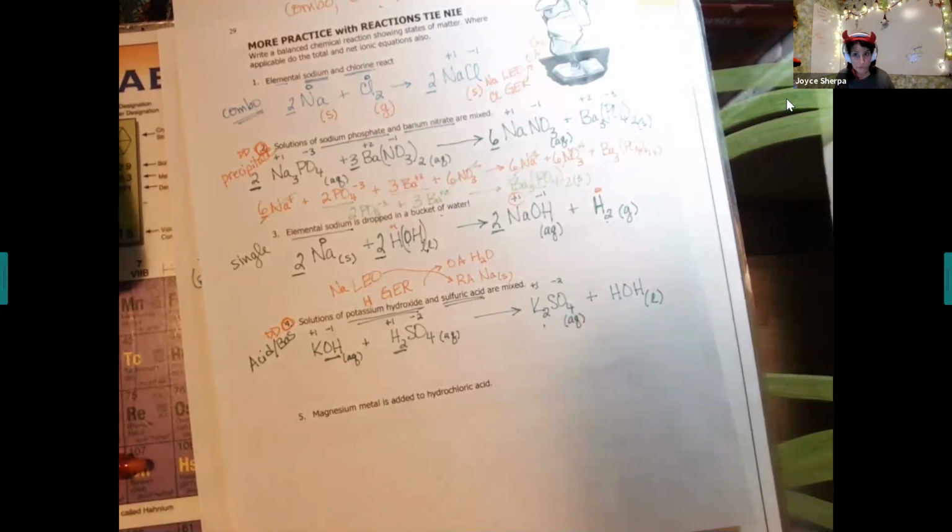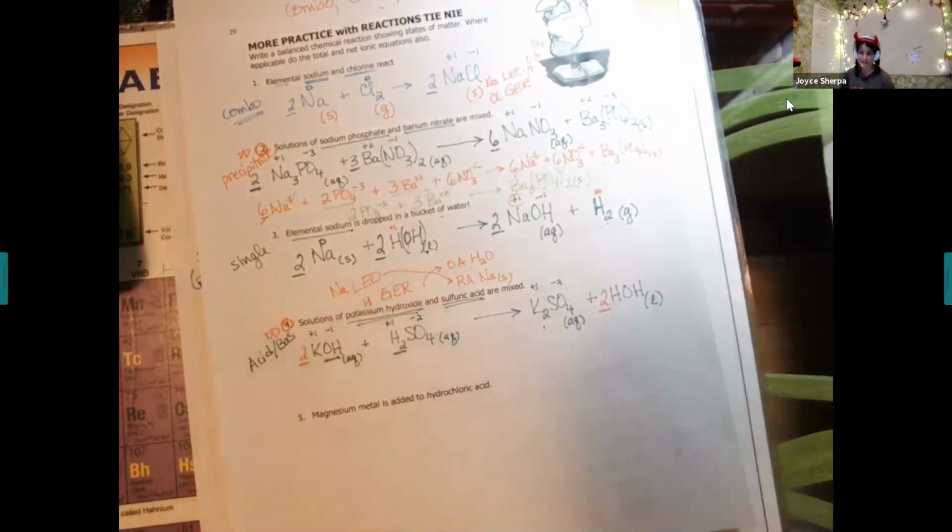All right, we do want to make sure we balance. If you forgot to balance, your net ionic, I'm sorry, your spectators won't cancel out. And so then you just have to go back and remember to balance. We need 2's in front of the K's. I'm sorry, 2 in front of KOH and 2 in front of H2O. All right, so it's a double displacement acid base.